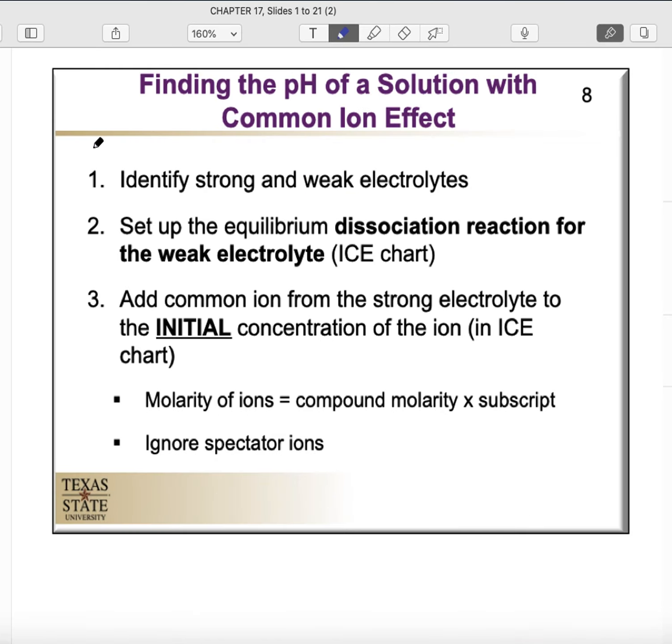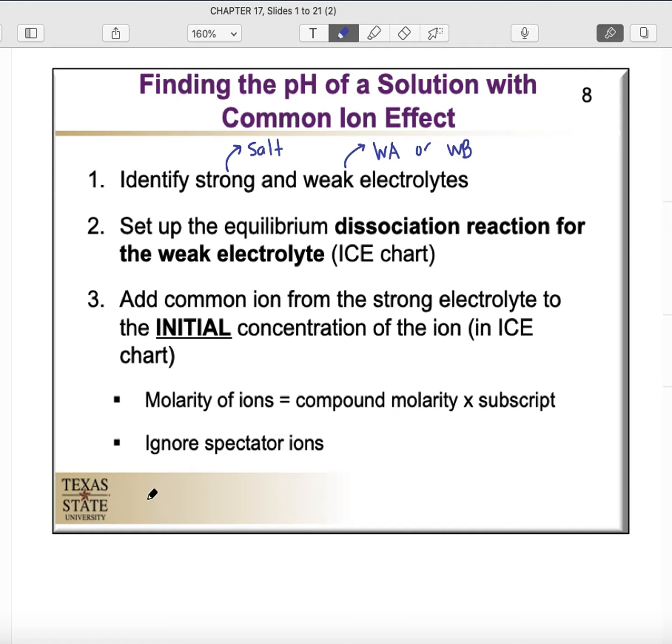Okay, so now that we have talked about the effect of a common ion on an equilibrium, what we're going to do is learn how to calculate the pH of a solution that has been affected by this common ion effect. To do that, we're going to identify the strong and the weak electrolytes. The strong electrolyte is going to be the salt that brings in that common ion, and the weak electrolyte is going to be either your weak acid or weak base, depending on the problem, which is undergoing an equilibrium. We're then going to set up an equilibrium dissociation reaction for that weak electrolyte, and use that process to set up an ice chart.